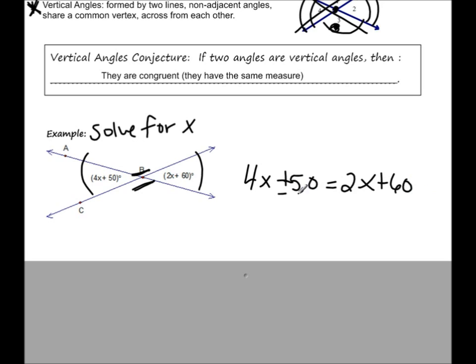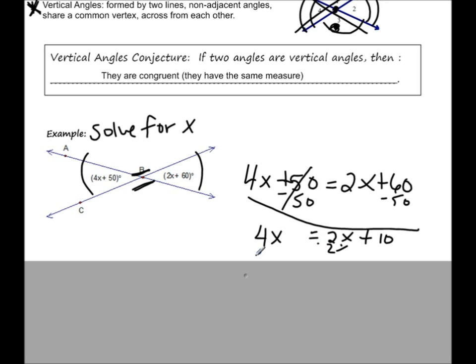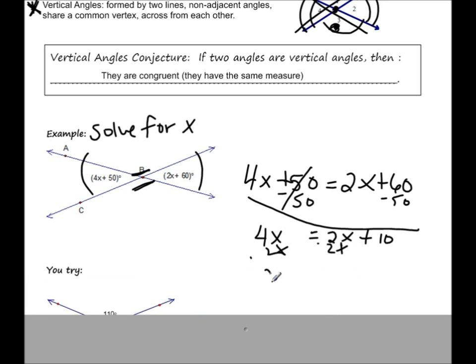Okay, so we can subtract 50 from both sides. So we get 4x equals 2x plus 10. We can subtract 2x from both sides. So we get 2x equals 10. So x is 5.